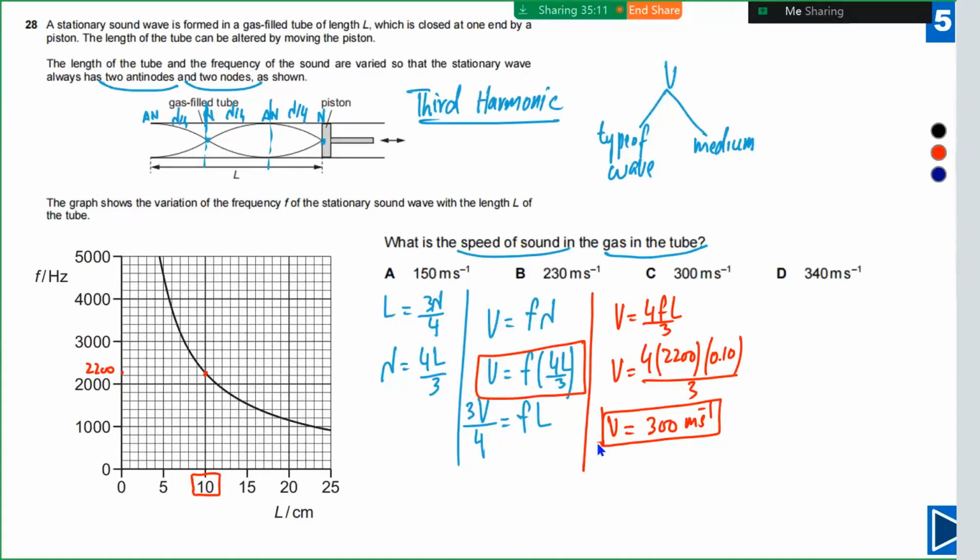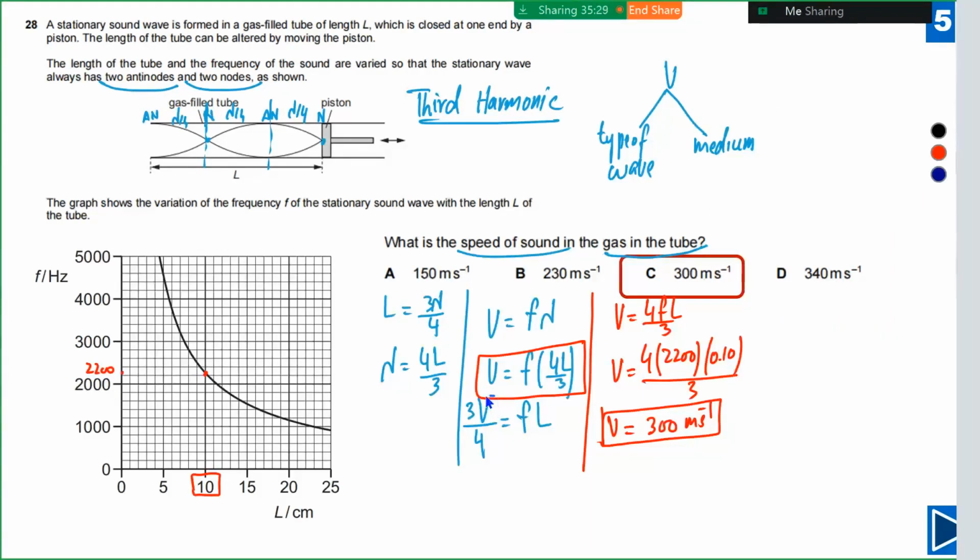You can take any point, you can try by yourself later. I just have taken this point. So the answer for this one is C. This was the main point because this remains constant. So I can take any point from here, meaning I can find the frequency at that point and L at that point, and I can figure out the speed. I hope this one is clear. Let's go to the next one.